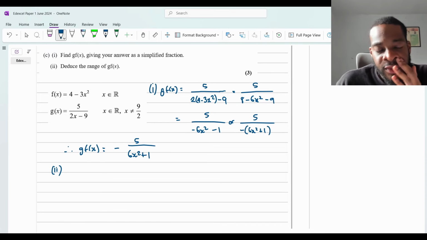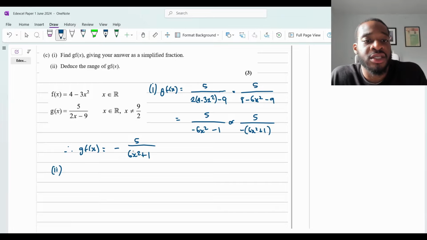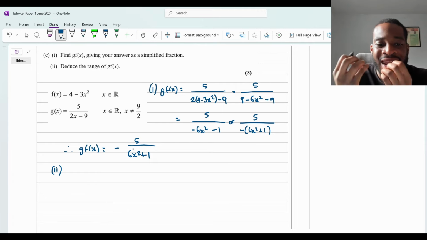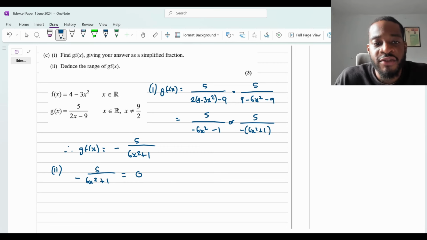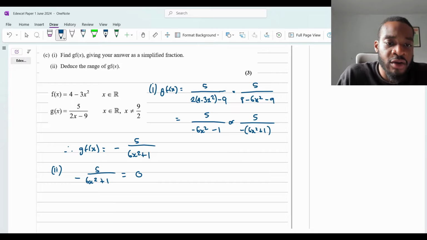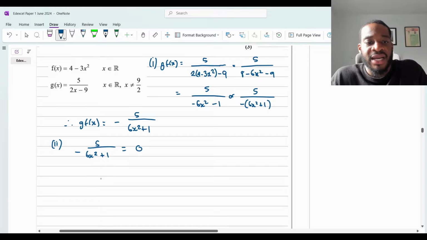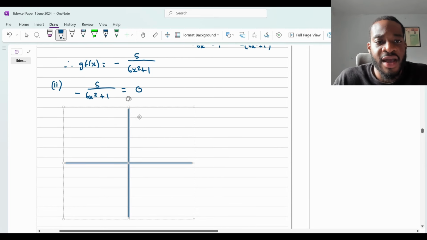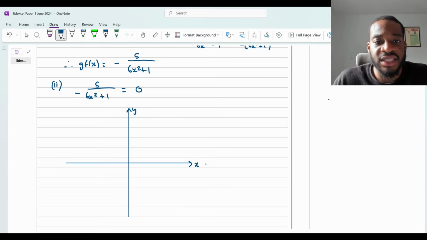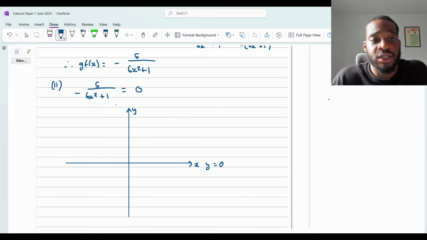Well, it's a rational function. If I inspect the numerator, it is a constant 5. There are no x terms in the numerator, which means immediately that it can never equal 0. So 5 over 6x squared plus 1 with the minus in front cannot equal 0. I cannot solve this equation for a value of x that will satisfy it. So immediately that tells me that there's a horizontal asymptote at y equals 0, which is the x-axis. So I'm going to get a sketch going. I put y here, x here. The x-axis, which is the same as y equals 0, is a horizontal asymptote to this graph here.